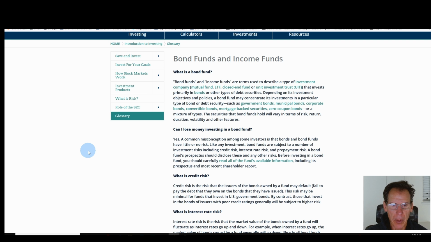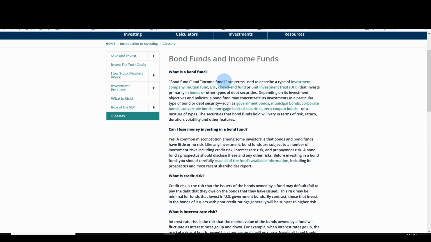This information is from the Securities and Exchange Commission. Bond funds and income funds. What are they? Should you invest in them? What is a bond fund? Bond funds and income funds are terms used to describe a type of investment company, mutual funds, ETF, closed-end fund, or unit investment trust that invest primarily in bonds or other types of debt securities.